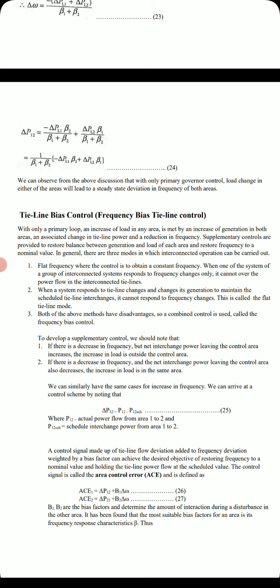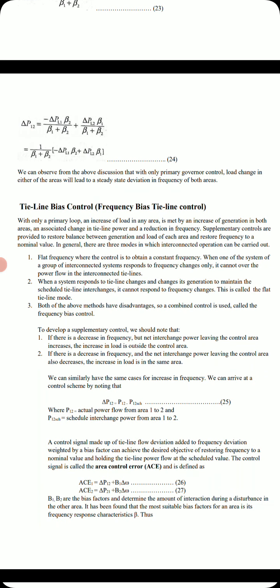In general, there are three modes used in interconnected operation. The first one is the flat frequency, where the control is to obtain a constant frequency. When one of the systems of a group of interconnected systems responds to frequency changes only, it cannot have control over the power flow in the interconnected tie lines.